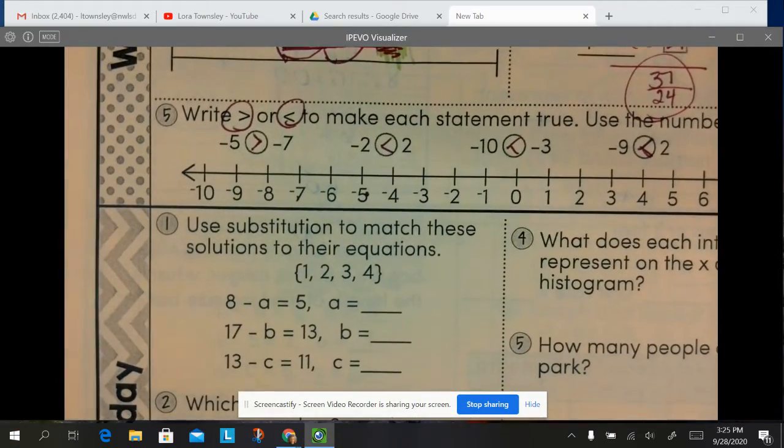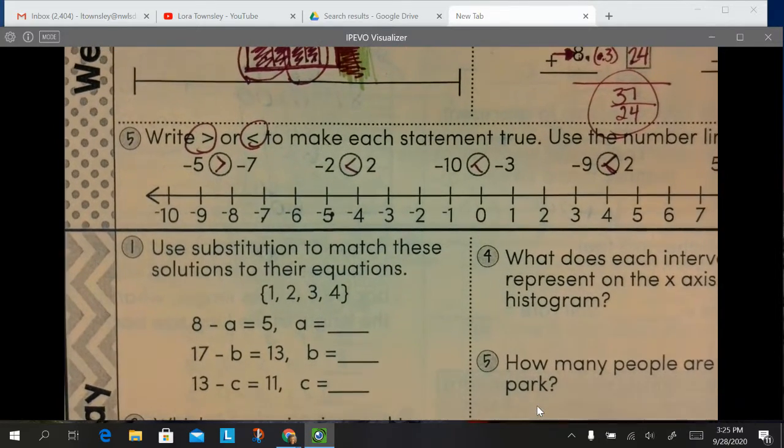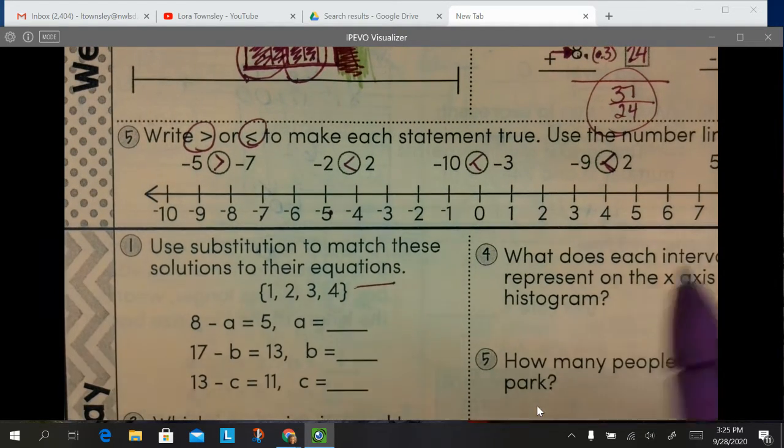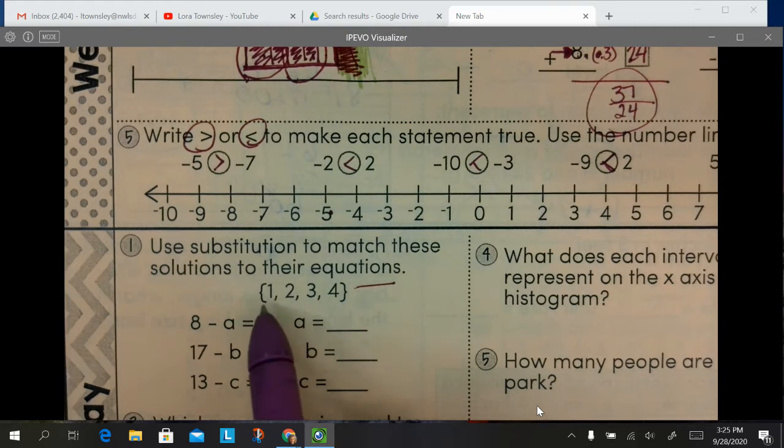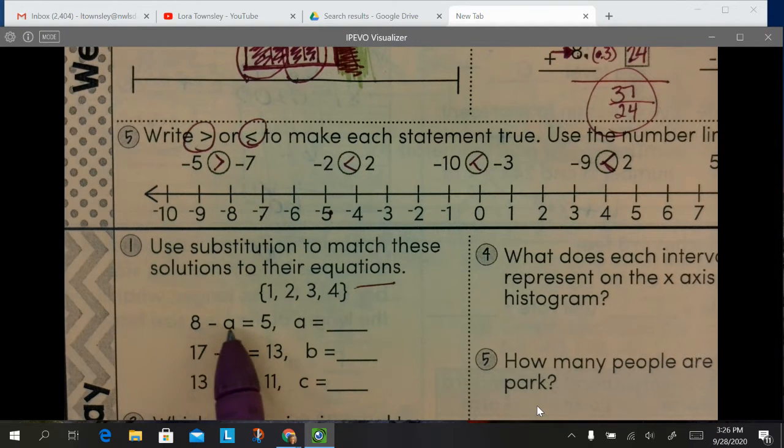You've got your week 4 and you've got Thursday in front of you. We are ready to go. Week 4, Thursday. Number 1 says use substitution to match these solutions to their equations. They give you these solutions, which are just the answers, listed here: 1, 2, 3, and 4. Those are our options.